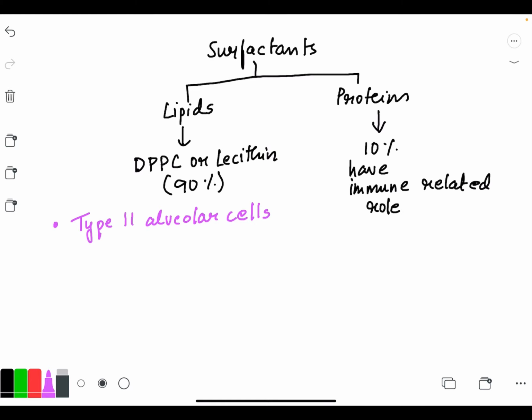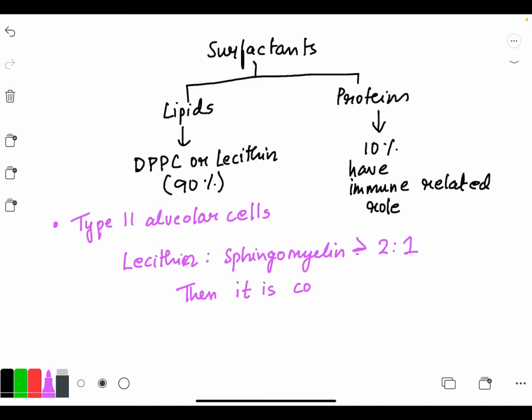You have to remember that in the fetal amniotic fluid, if the lecithin to sphingomyelin ratio is greater than 2:1, then it is considered a sign of lung maturation. And this is the last point I wanted to say about surfactant.